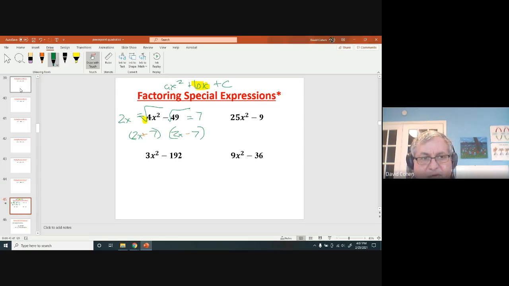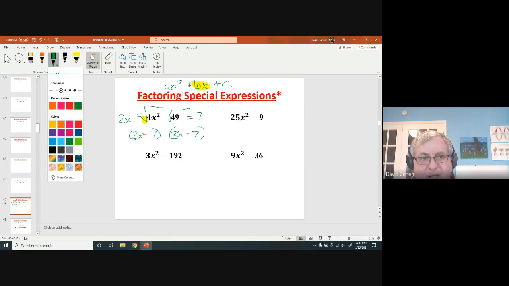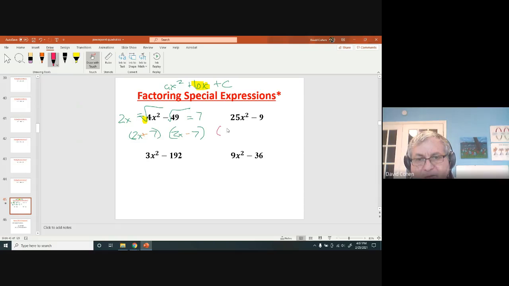Same can be said of 25x squared. That is also a perfect square whose value is 5x, and 9 whose square root is 3. And so the only thing missing is the plus and the minus, which allows us to cancel out the inside and the outside values. Other special, I'll skip the third one.